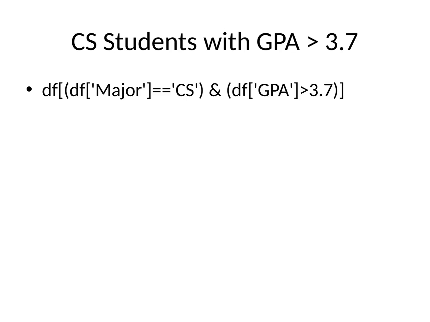What is the purpose of this code? Pause the video and think. We filter the data frame named DF to find computer science students with strong grades. The expression selects rows where the major column equals CS and the GPA column is greater than 3.7. The 2 conditions are combined with a bitwise operator, and each condition is wrapped in parentheses to ensure correct evaluation.